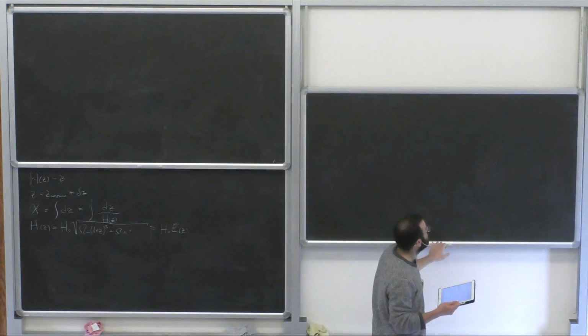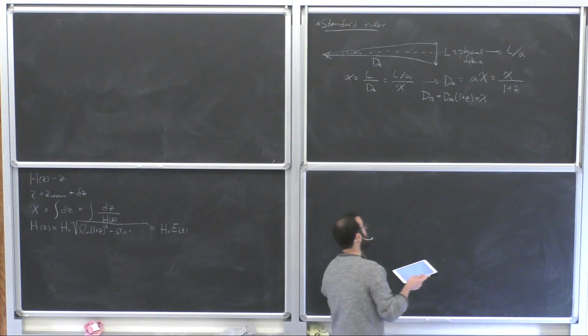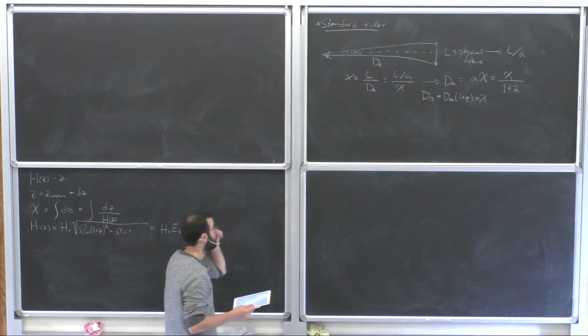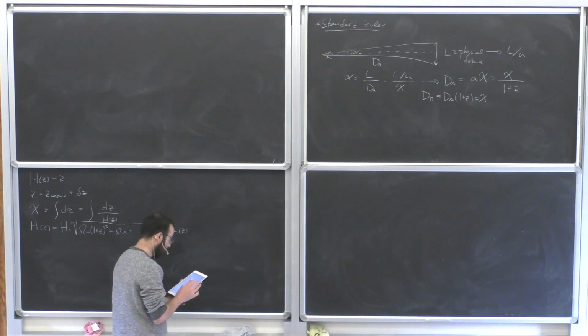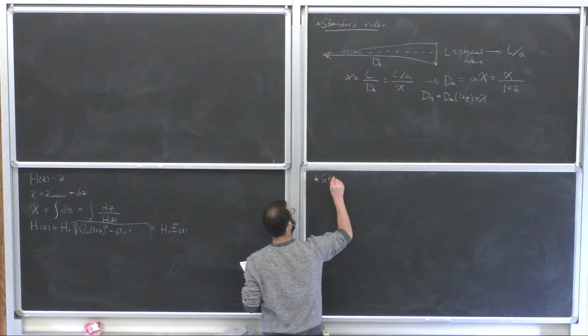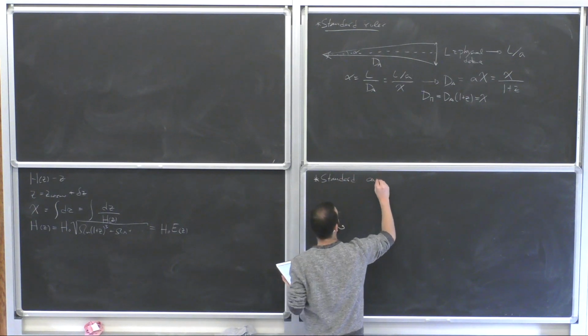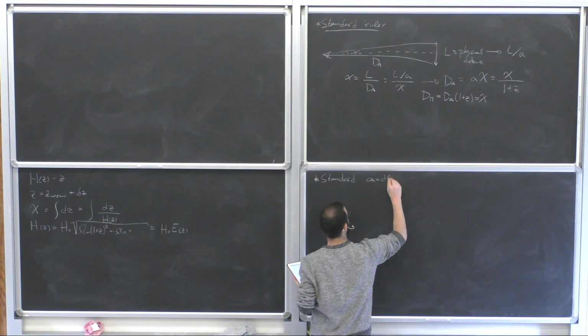BAO standing for baryon acoustic oscillations, and the sound horizon being the standard ruler. But before that, I'm going to describe how standard candles work and the luminosity distance.